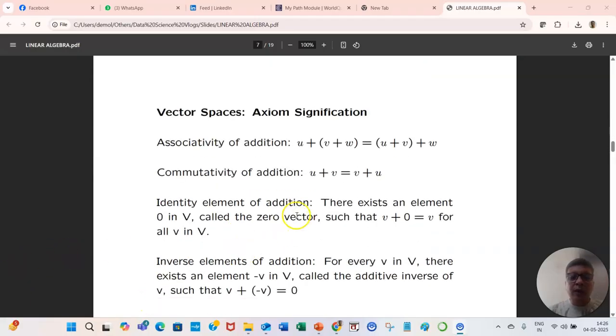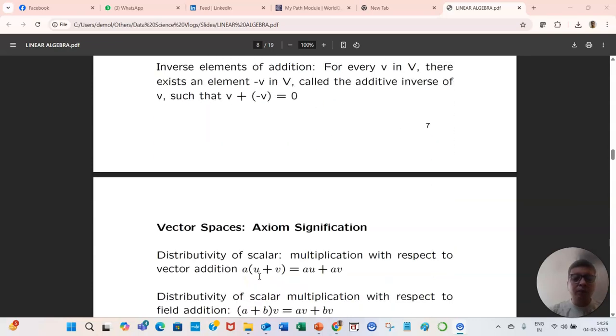Identity element of addition: there exists an element 0 in V called the zero vector such that V plus 0 equal to V for all V in V. The identity element 0 is important. Inverse element: for any V in V, there exists an element minus V in V called the additive inverse of V such that V plus minus V equal to 0. So when we get an element V in a vector space, we also have its negative, its inverse.